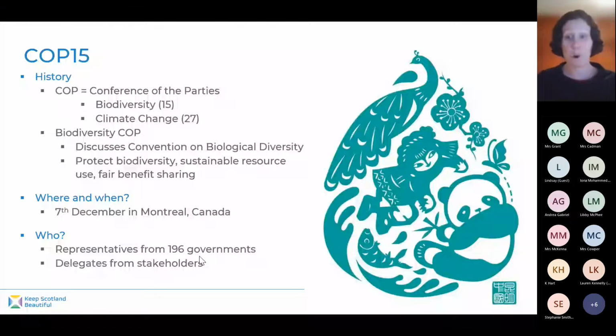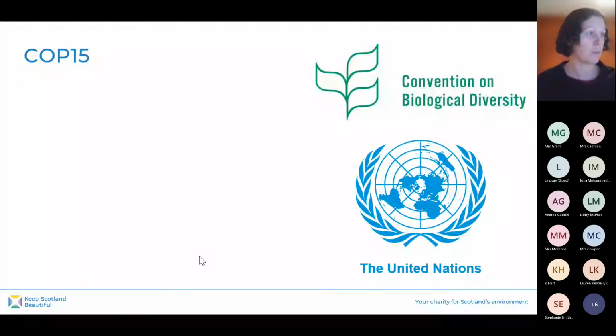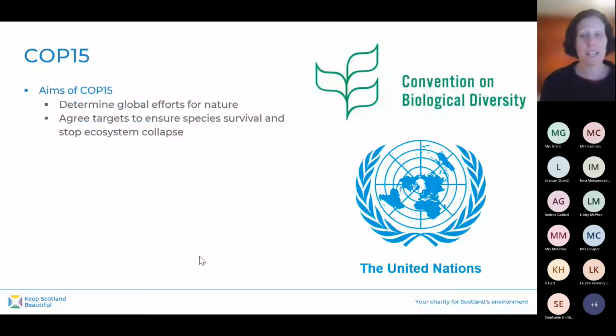In terms of what the point of COP15 actually is, the main aims are to determine the global efforts for nature. So on a global scale, what can we do to help support nature and stop the decline in biodiversity? And also agree targets to ensure species survival and stop ecosystem collapse. So that's again where these terms, species and ecosystem, really are valuable to know. We need to protect species and we need to protect the environments that they live in.